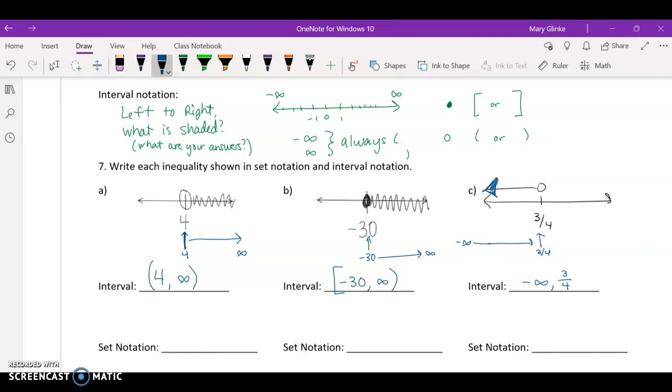Now this one, since it starts at negative infinity, it's going to have a parentheses there. And at 3/4, that is an open circle. So open circles have a parentheses for interval notation.